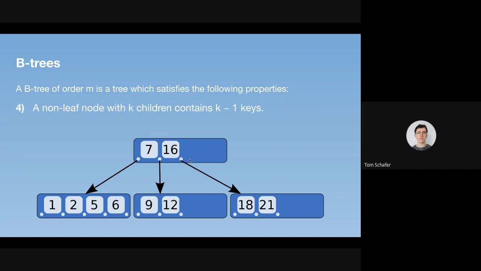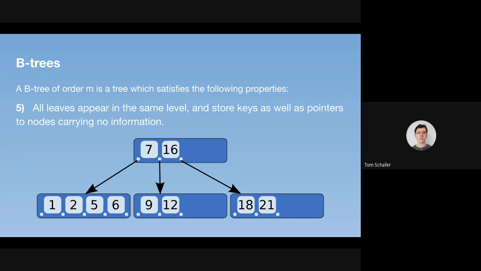A non-leaf node with k children contains k-1 keys, and it's easier to see that rather than just look at the definition. So this is a non-leaf node. Obviously, it's got k children, 3 children, 1, 2, 3, and it contains k-1 keys. So here are the keys, 2. And obviously, one of the main differences between this and a binary search tree is that each node can have multiple keys.